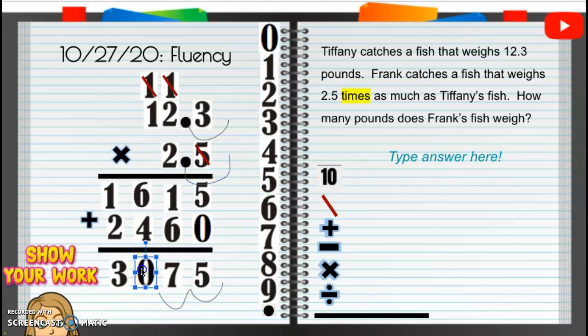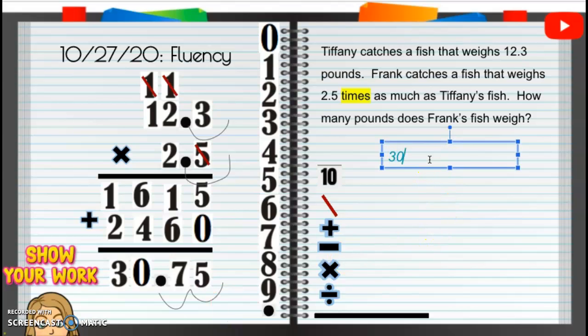So here, our decimal is going to go between that 0 and that 7 to make 30 and 75 hundredths. But what actually is that? 30 and 75 hundredths pounds. Woo! So he caught a big fish. And that is it for our answer. Great job!